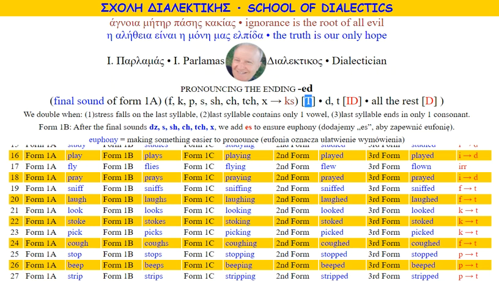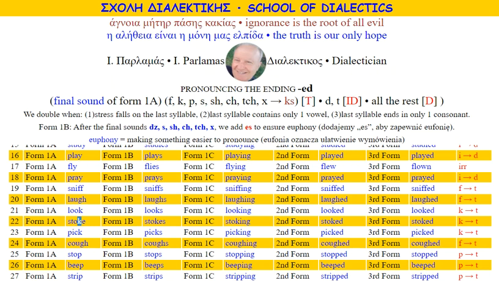Okay, laugh. Now the final sound is an F. Remember, we are not interested in the final letters. We are interested in the final sound. And the final sound is F. Laughs, laughing, laughed. Final sound F, pronounced like T.